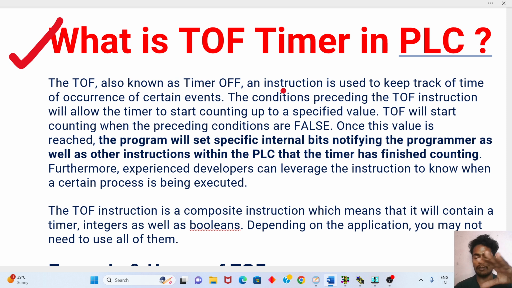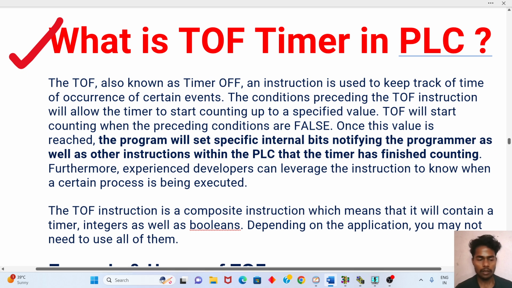Means it works in the false condition, the program will set some specific internal bits, and after the time is complete and reaches a specific value, then the time will be finished, then it will be executed. Furthermore, experienced developers can leverage this instruction to know when a certain process is being executed.